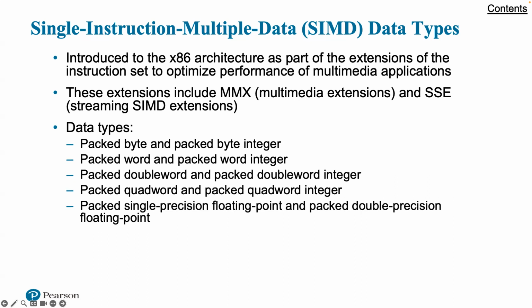There's the packed quad word and packed quad word integer, two 64-bit quad words packed into a 128-bit double quad word, interpreted as a bit field or as an integer. And finally, the packed single precision floating point and packed double precision floating point: four 32-bit floating point or two 64-bit floating point values packed into a 128-bit double quad word.